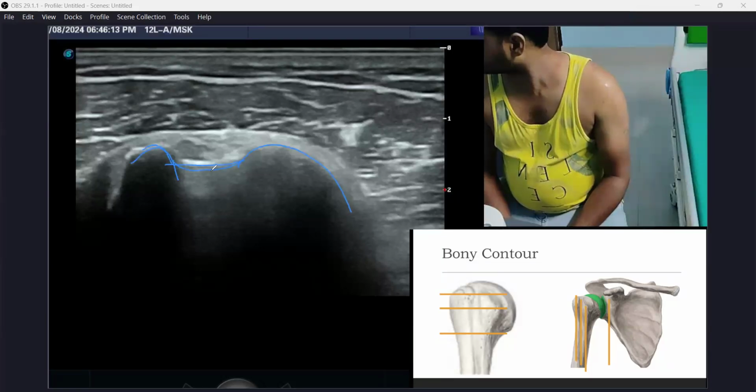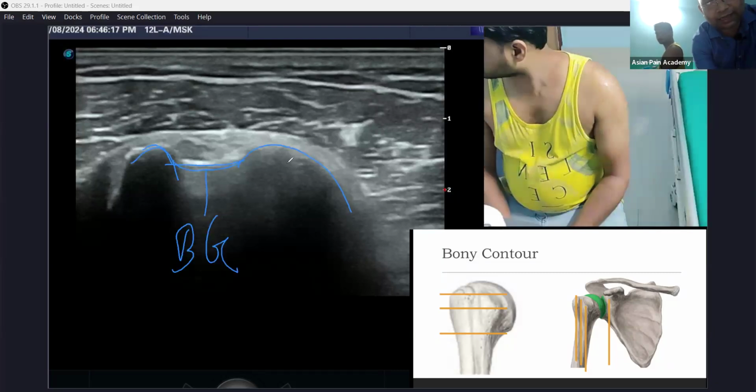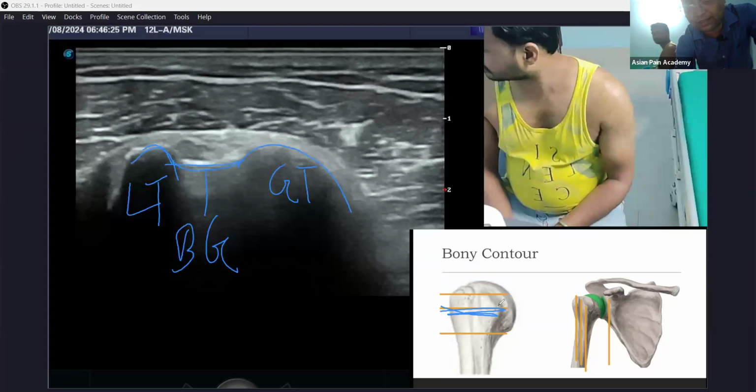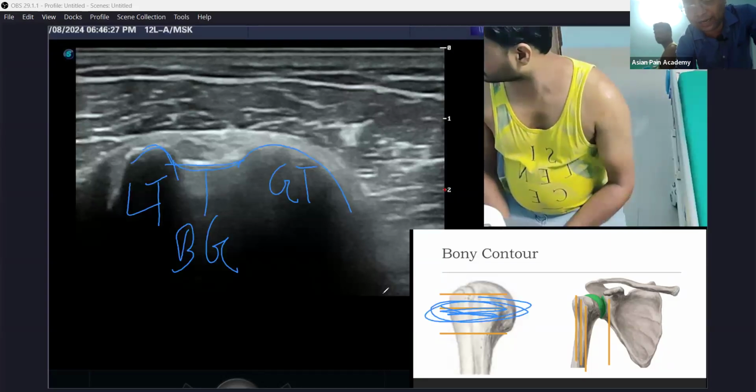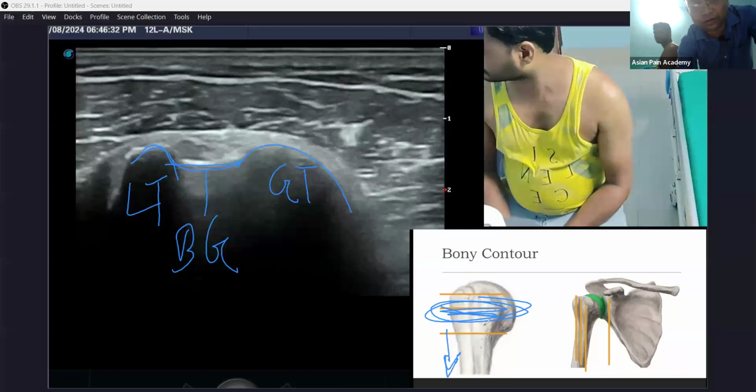Bicipital groove. Yes, this is the bicipital groove, and this is the greater tubercle, this is the lesser tubercle. Here we are seeing this area, this second one. The first one is actually a bit more proximal, where we are showing the shaft of the humerus. So you can consider it as the second one. We are seeing the bicipital groove.